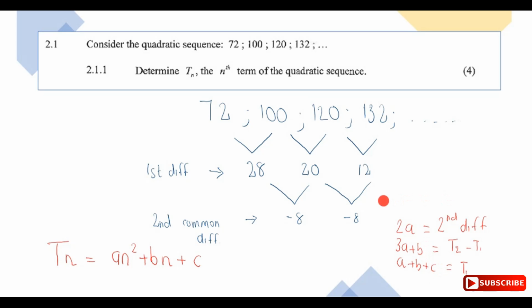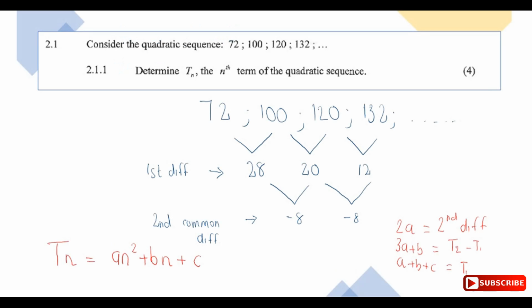So this is the first formula we use to get our A. Once you have A, you substitute it into the next formula to get B, and once you have B, you substitute A and B into the last formula to get C. From there we substitute the values obtained for A, B, and C into the equation to get the formula of the nth term of this quadratic sequence. So let's get started.